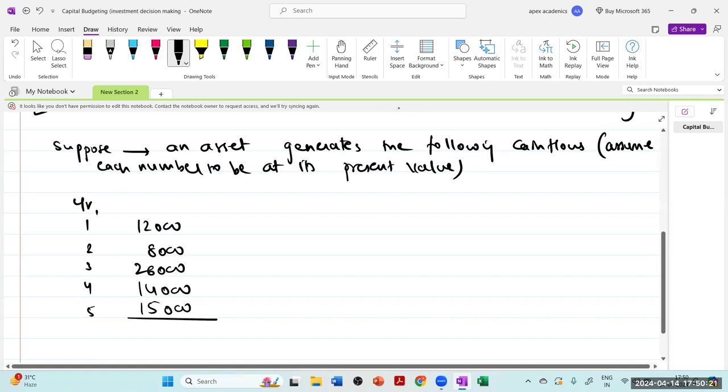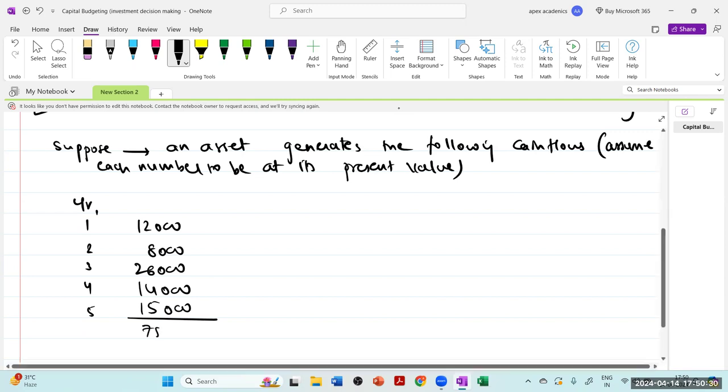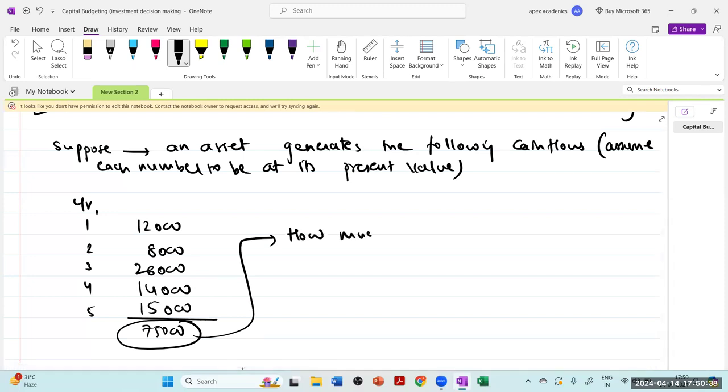What's the total of this? 12 plus 8, 20. 20 plus 26 is 46. 46 and 29 is 75,000. Now, please apply your common sense and tell me the following. How much money is this asset going to generate? 75,000. It will generate 75,000. Keep this much in mind.